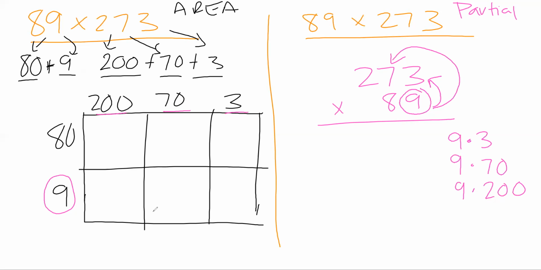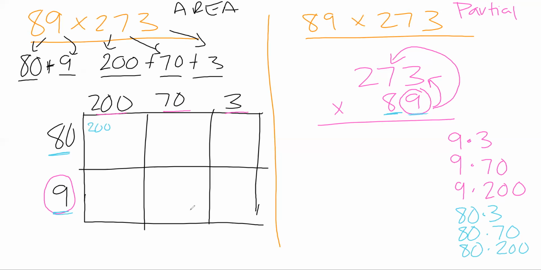And then I'm going to change colors so you can see the next step. Now that I've finished my ones place, just like over here, we'll notice there's this row of 80. Well, that's what this is right here. It's just 80. I'm going to take 80 and multiply it by 3. I'm multiplying it by the numbers above it. I'm going to take 80 and multiply it by 70. I'm going to take 80 and multiply it by 200. So now I just have to do all these steps.